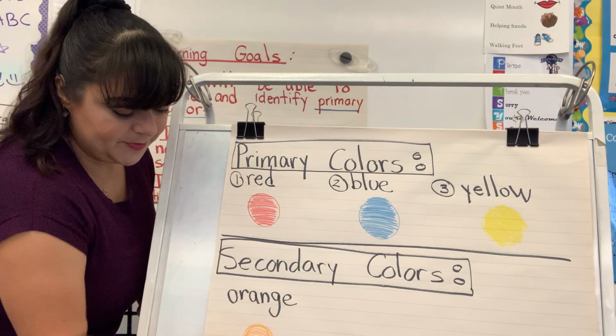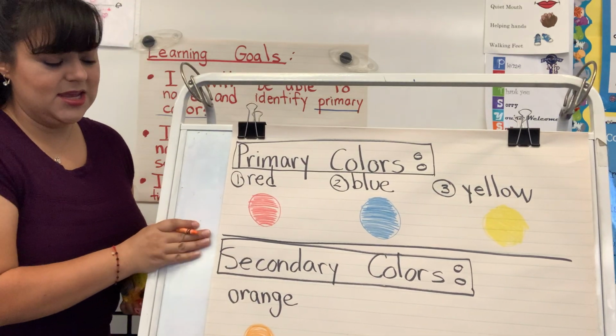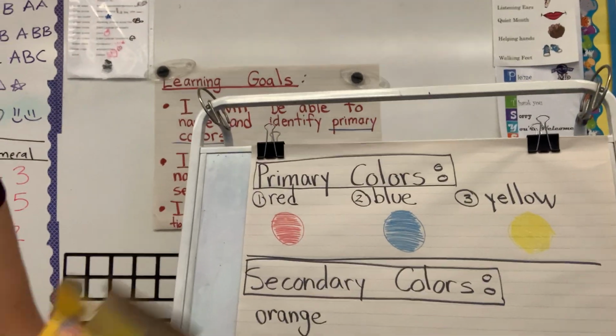Okay, so let me put a circle here. Orange circle. That is one secondary color that we're going to be making. Oh, let me move this so you can see the bottom.